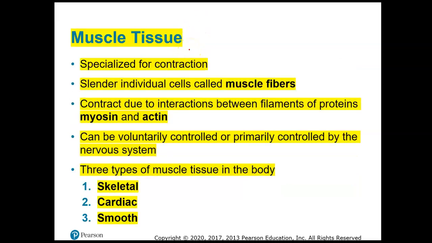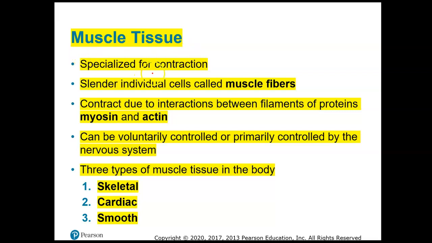All right, we have two other types of tissue. We've covered epithelial and connective. Now we have muscle and nervous tissue. We're not going to spend as much time on muscle tissue and nervous tissue because those are covered within the muscle and the nerve chapters.